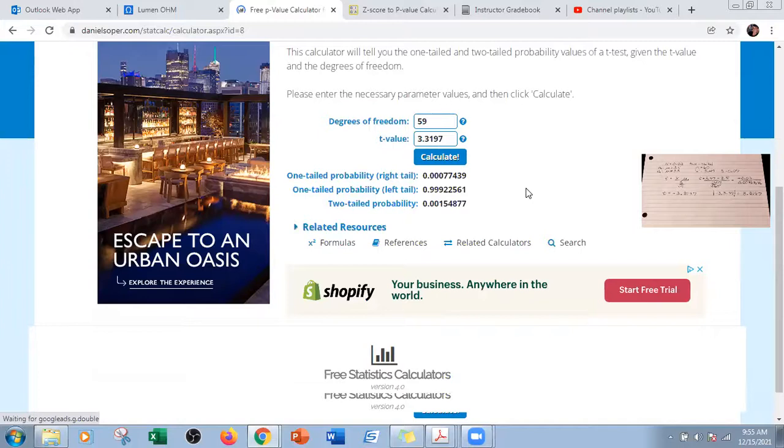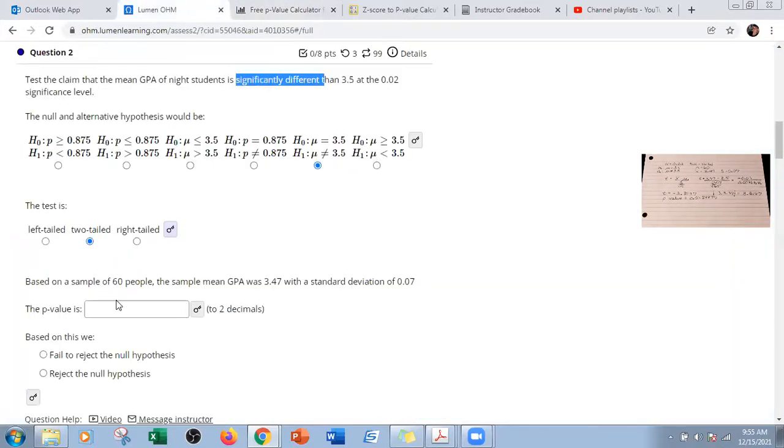Perfect. As a reminder, our claim is a two-tailed test. So we found the probability here. Our p-value is equal to 0.0015487. Let's go into our Lumen, and we want 2 places after the decimal.